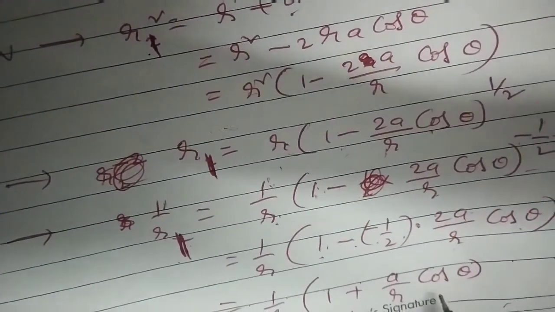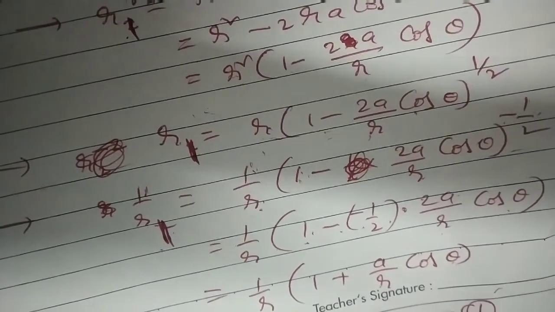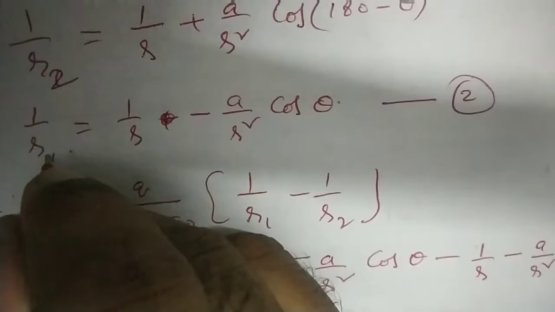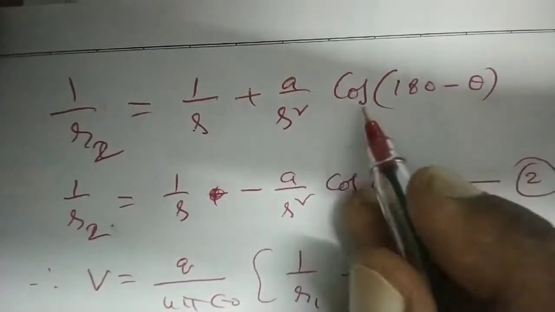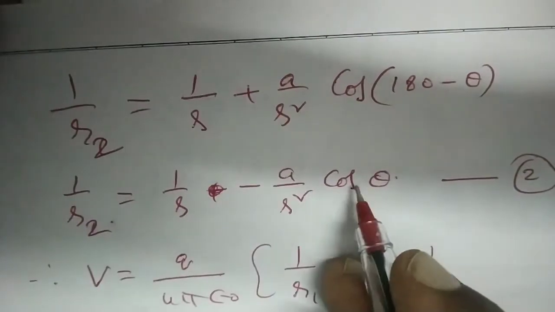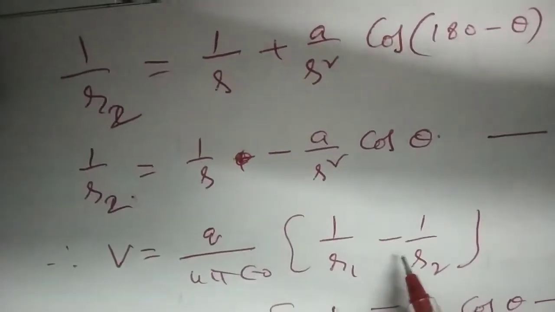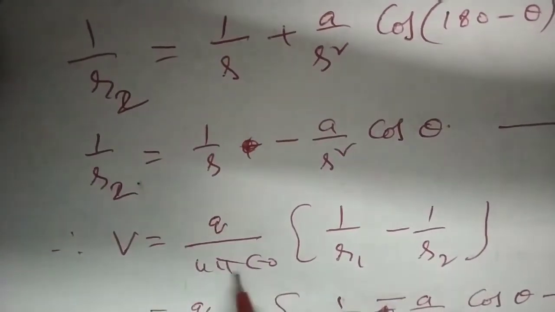So after simplification we get the same equation with a change: in place of theta we write 180 minus theta. Then 1 by r2 will be equal to 1 by r plus a by r square into cos of 180 minus theta, which is minus cos theta. So 1 by r2 is 1 by r minus a by r square cos theta.